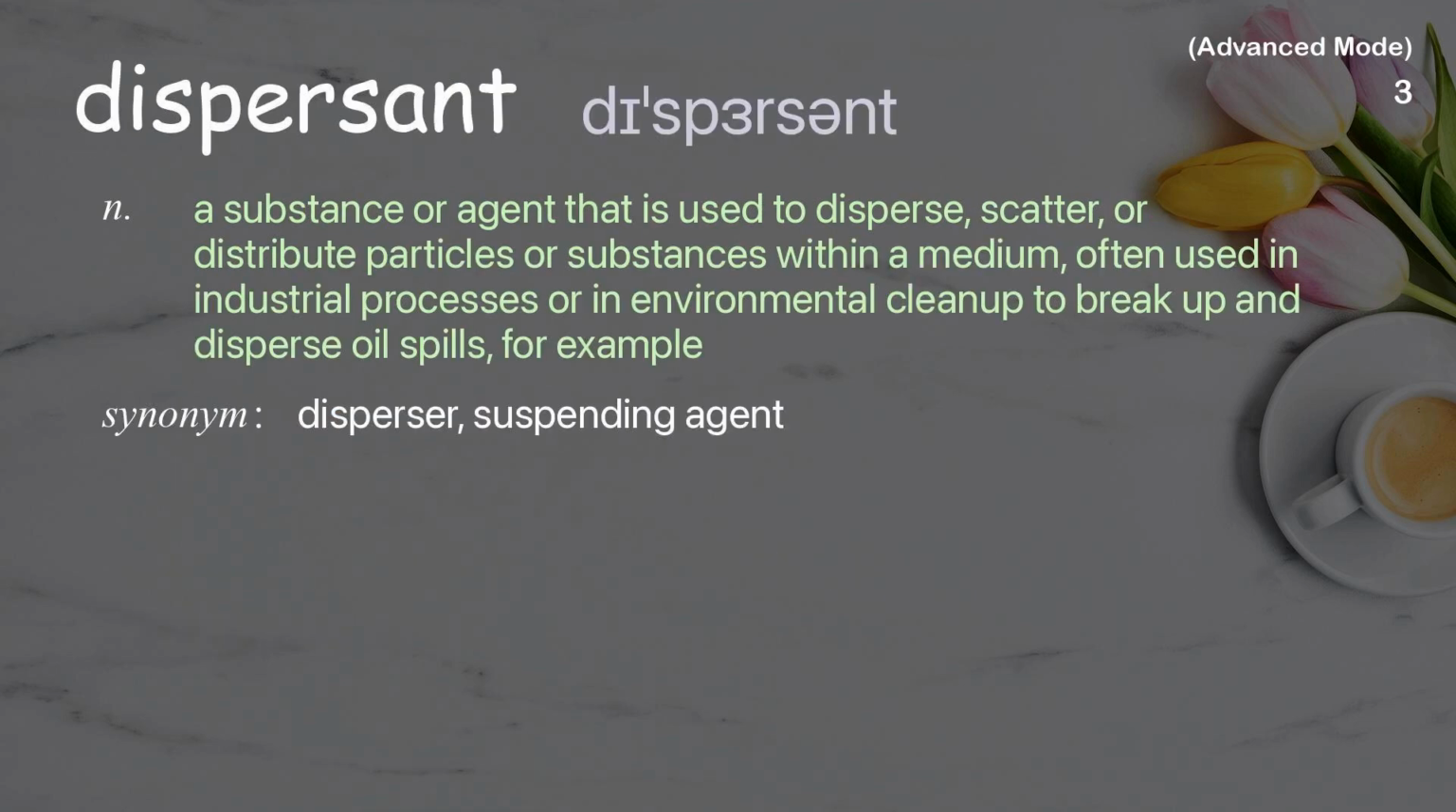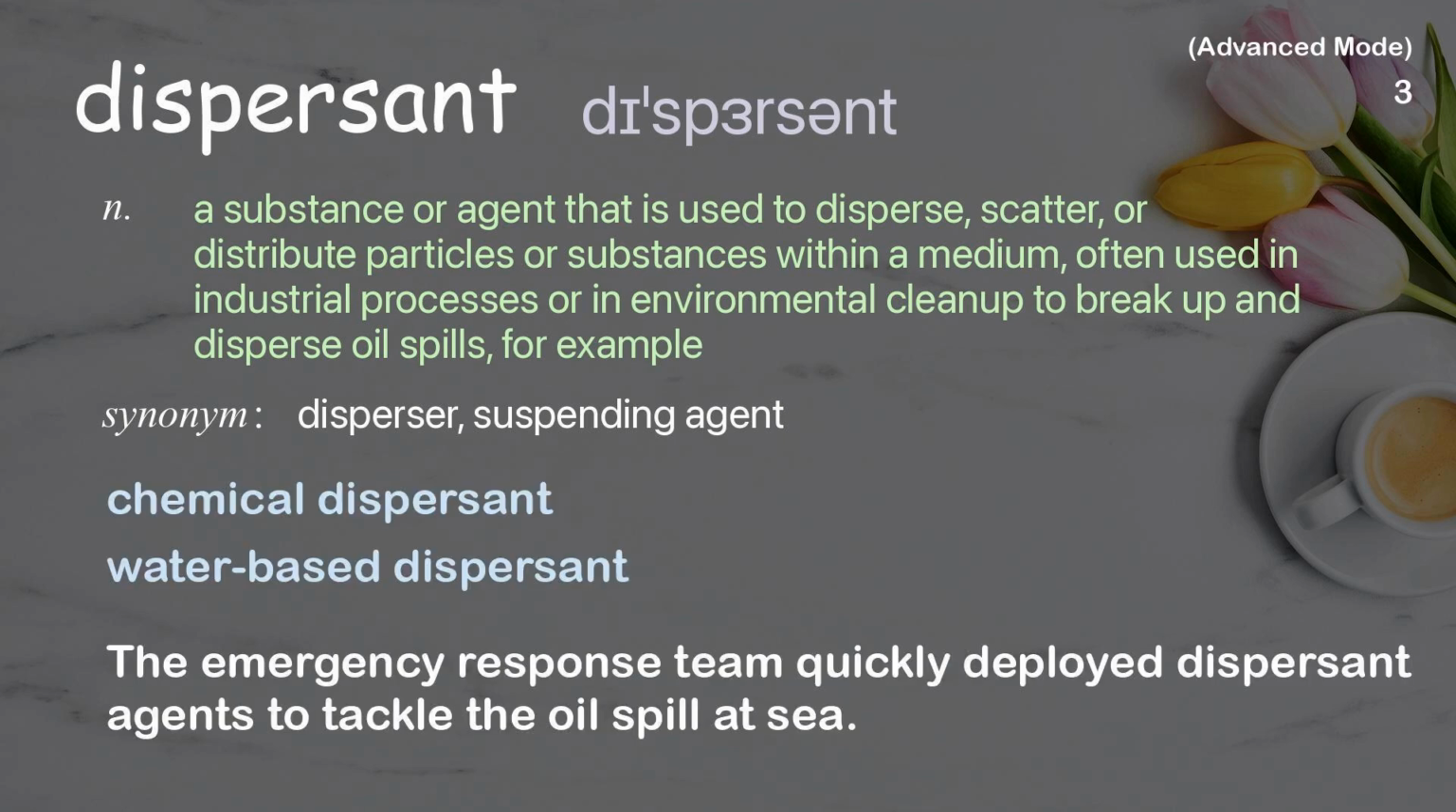Dispersant. A substance or agent that is used to disperse, scatter, or distribute particles or substances within a medium, often used in industrial processes or in environmental cleanup to break up and disperse oil spills, for example. Examples: Chemical dispersant, water-based dispersant. The emergency response team quickly deployed dispersant agents to tackle the oil spill at sea.